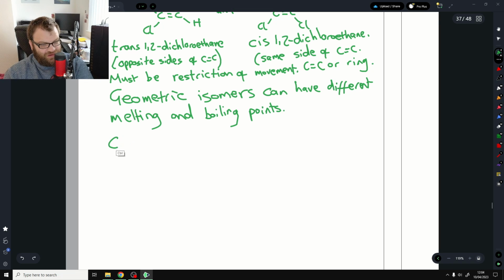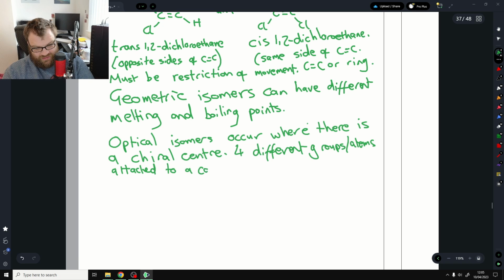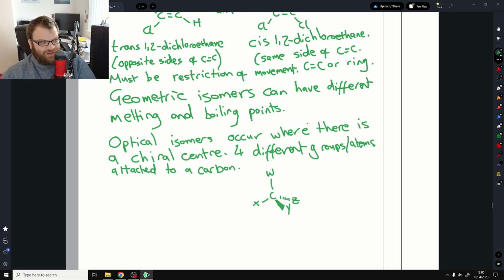Next up, we get to optical isomers, and we're looking for a chiral center. That's when we've got 4 different groups or atoms attached to carbon in most cases that we're dealing with anyway. So we could show that with a little diagram. We've got carbon in the middle, then have our tetrahedral shape being shown, something like this. And that middle part would be your chiral center. And this gives rise to non-superimposable mirror images. That's quite a good term to just get memorized.